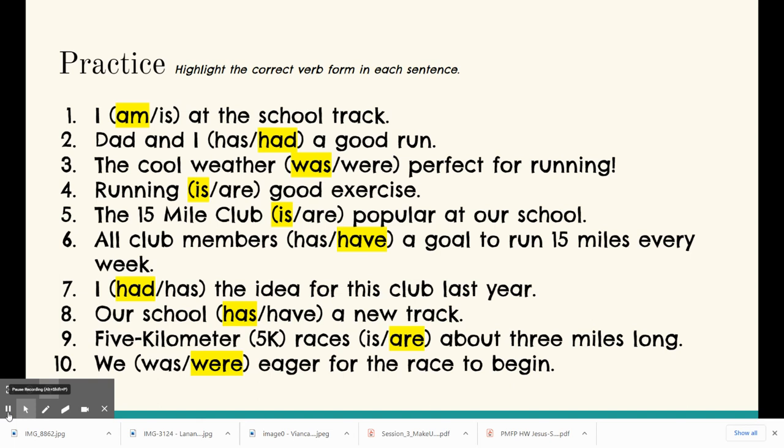Number 9, 5-kilometer, 5K races. This is a they because races is plural. So 5K races are about 3 miles long. Number 10, we were eager for the race to begin. We were. Take this time now to go back to your own notes and see how you did. Make any corrections necessary and let me know if you have any further questions about a particular number.